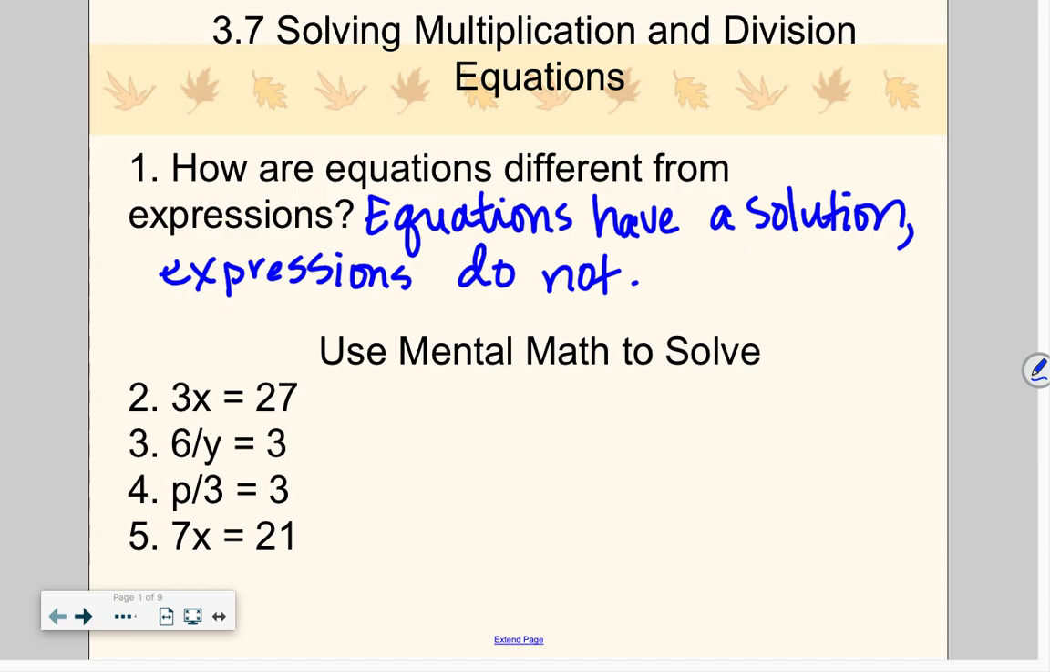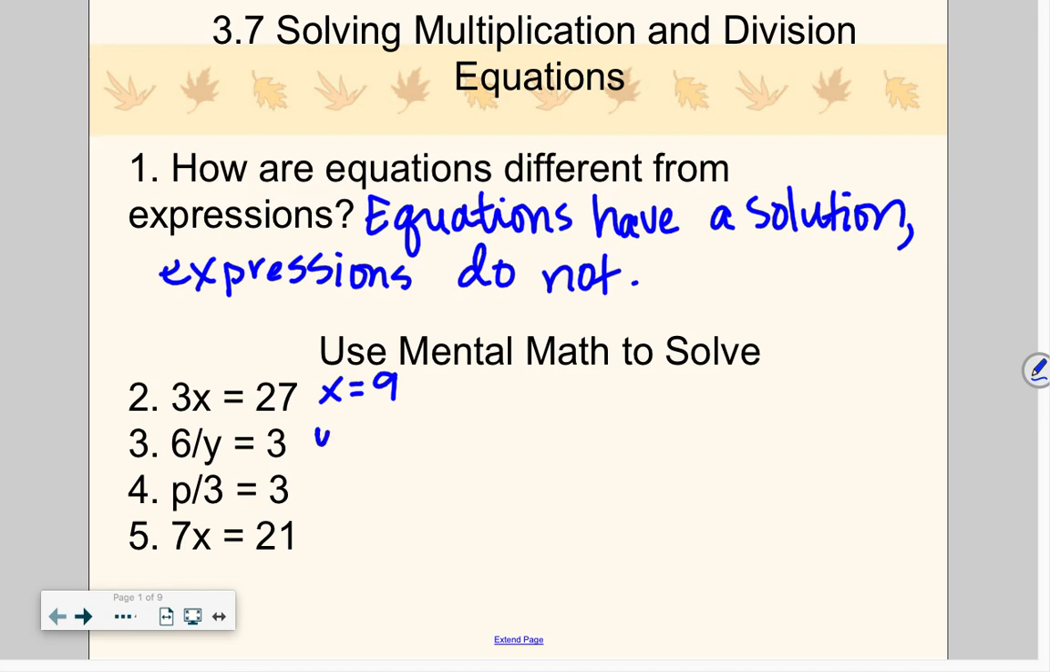So down here is 3x equals 27 in the equation. 3x equals 27, is that an equation? Yeah, it's an equation. It's got an equal sign and a solution. We also call it, remember, an open sentence. What does x equal using mental math in question number 2? 9. 3 times 9 is 27.